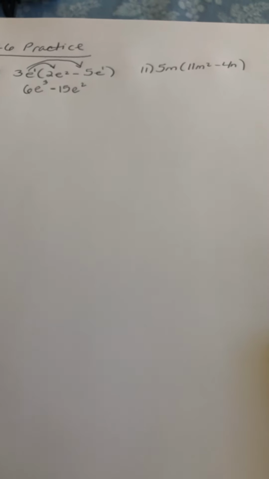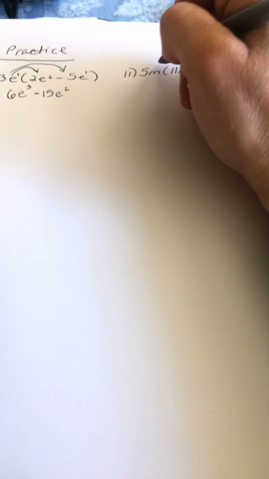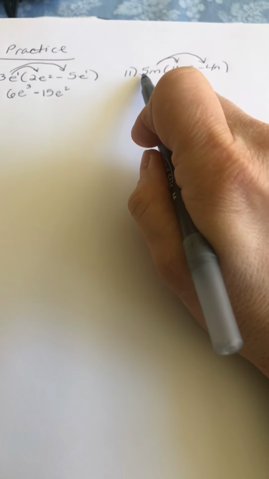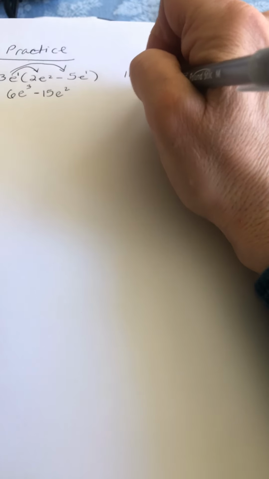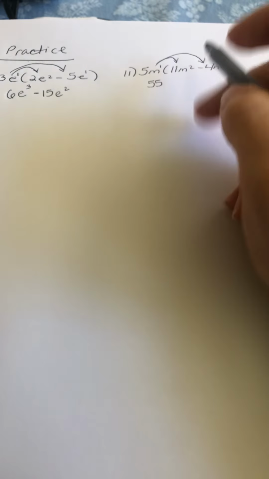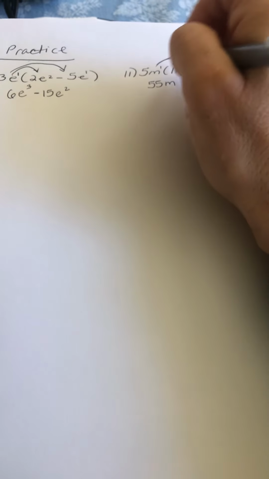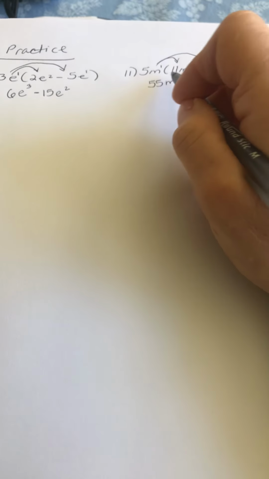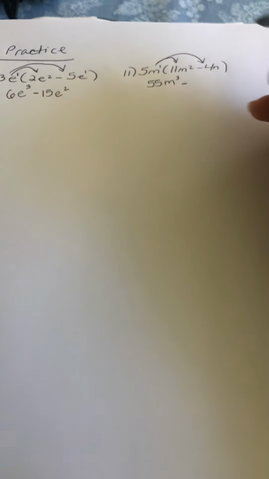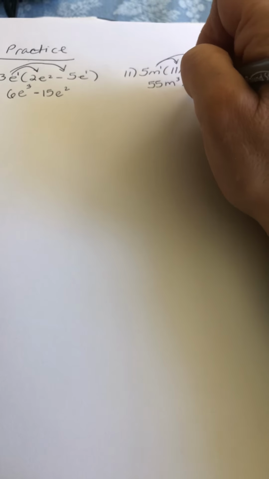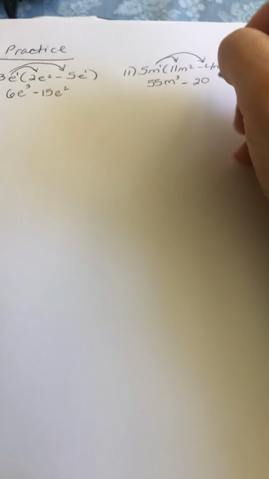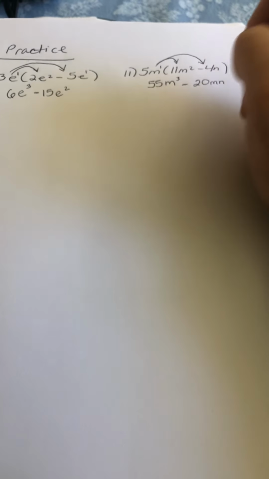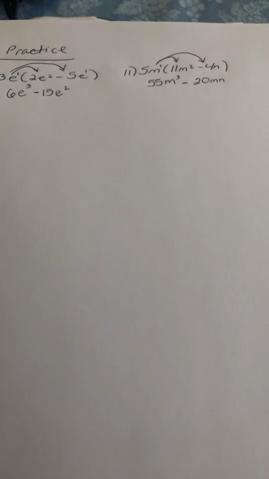So I'm going to come over here and try problem number 11 now. Again, we're going to use the distributive property. I'm going to first multiply 5 by 11 to get 55. M to the first times m squared is going to give me m to the third power because I'm going to keep the base and add the exponents. 5 times 4 is 20. And I have m times n, both to the first power. There are no more like terms, so that's all I can do.